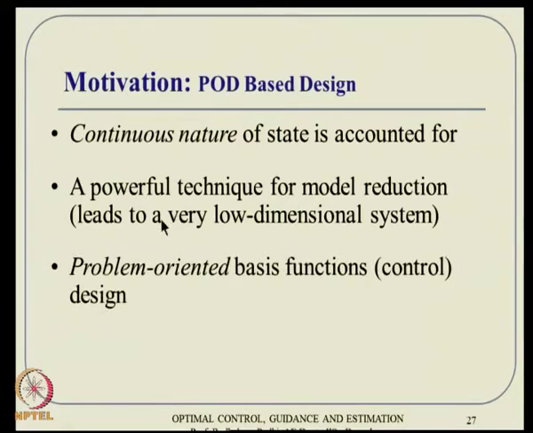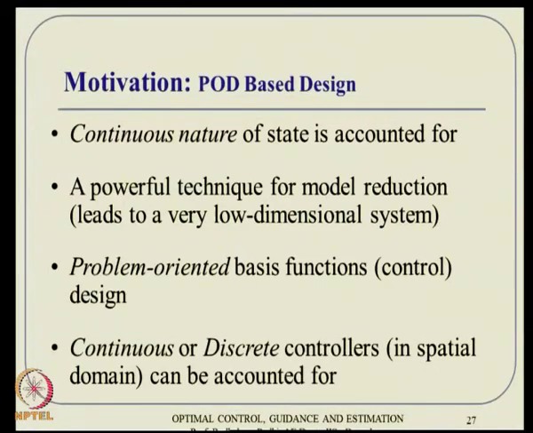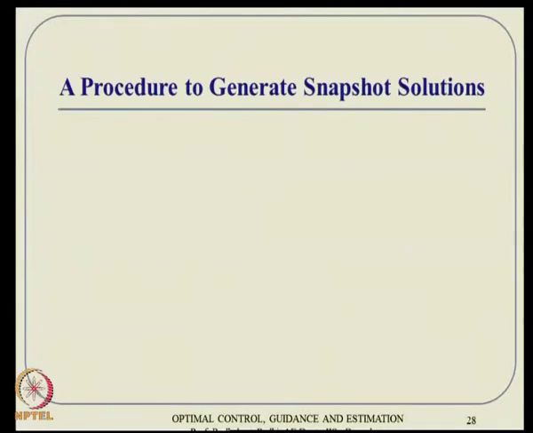And why does this become low dimensional? Because we do not deal with generic basis functions; we rather deal with problem oriented basis functions for control design. That is the key reason why it results in a low dimensional representation. Then it can also be experimented with both continuous actuators as well as discrete actuators. We will not talk too much on discrete actuators in this class, but continuous actuators we will talk about, and more on that you can read and find out.